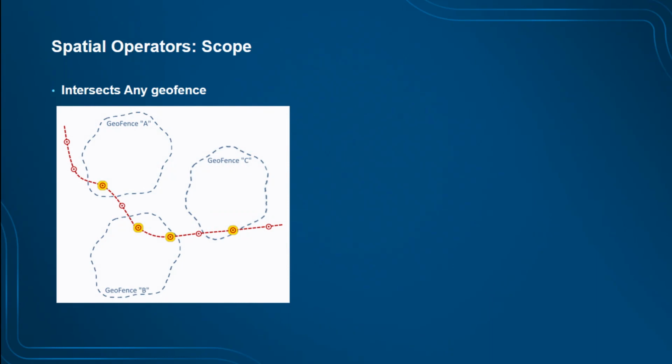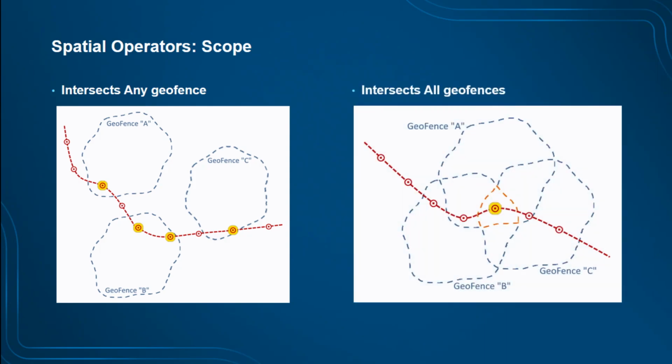What does this look like in terms of a graphic? Intersects any geofence. Here we have a track line with several track points from a vehicle that is reporting its position. The vehicle is found to intersect any geofence because at one time it intersects A and then later B and later C. But as I was saying, if you want to intersect all geofences, the geofences would have to overlap because there's only one track point on this illustration that intersects all 3 geofences simultaneously.